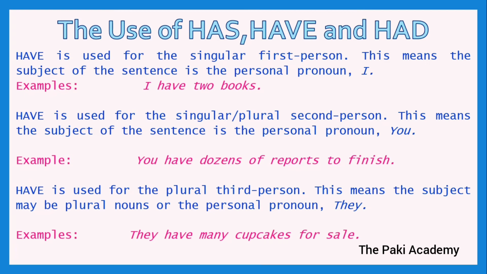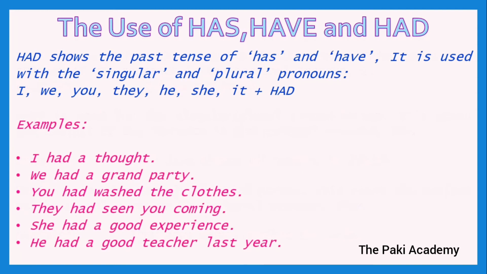Had shows the past tense of has and have. It is used with the singular or plural pronouns I, we, you, they, he, she, it with had. For example, I had a thought. We had a grand party.